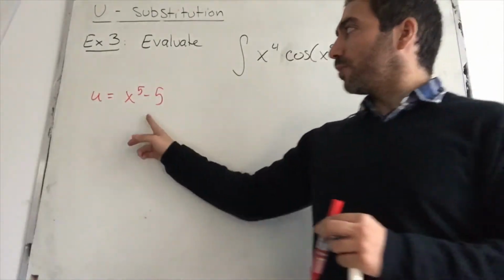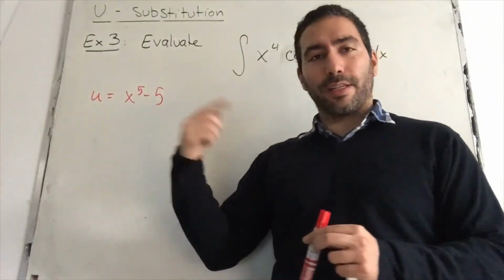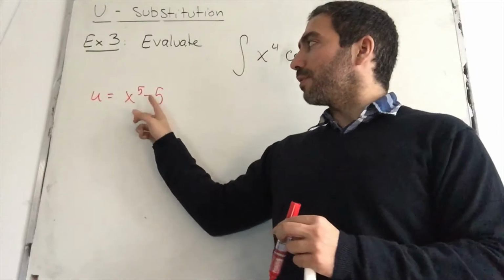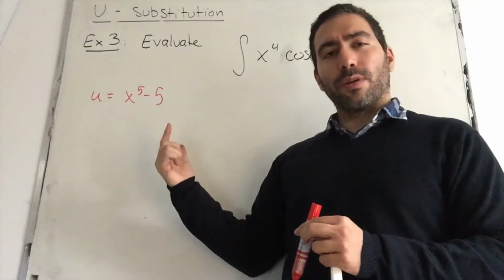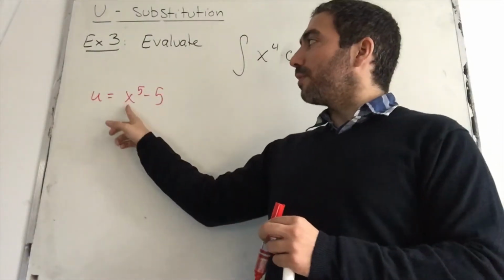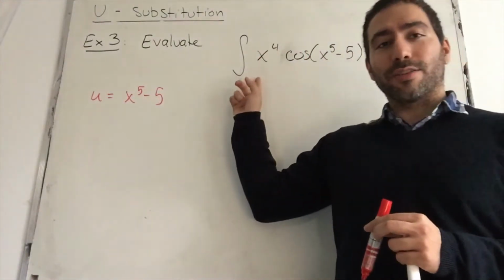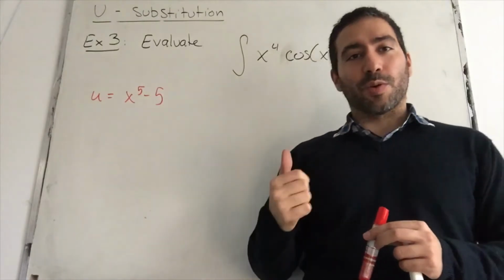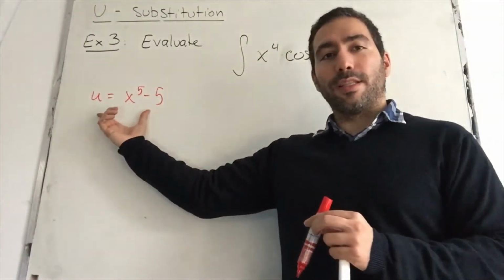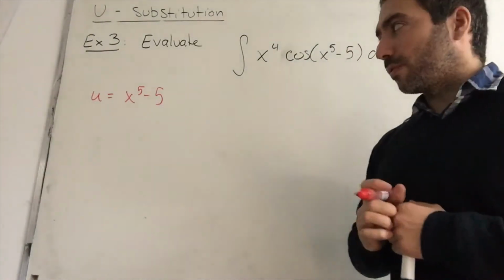What about this one here? If I have x to the 5 minus 5 and I take its derivative, what's the derivative of x to the 5? It's 5x to the 4. And we have an x to the 4 sitting on the outside of my cos. So I'm feeling confident about letting this equal my u. So let's go ahead and solve.